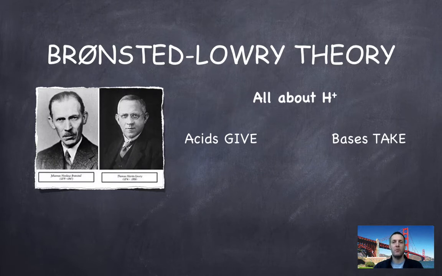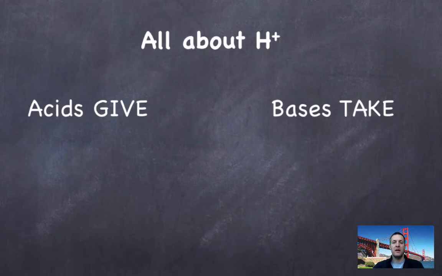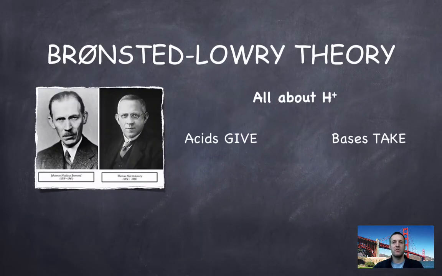Now this theory is all about H plus ions, and according to this theory, we can define an acid as something that gives H plus ions away. An H plus ion is just a hydrogen atom that's lost an electron, or in other words, it's a proton. So another way that you hear acids being defined is proton donors: things that give away H plus ions or donate protons. On the other hand, bases are things that accept protons or take H plus ions away from other substances. So there are our definitions of acids and bases in terms of the Bronsted-Lowry theory, and it's all about H plus and whether you give or whether you take.